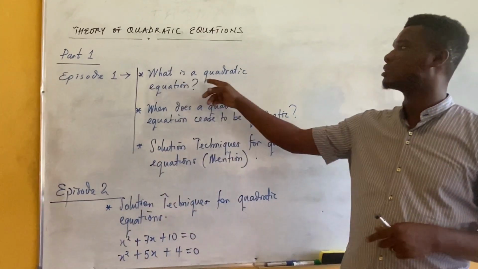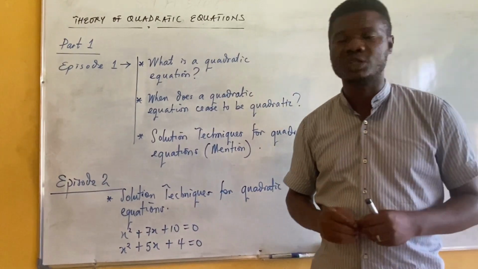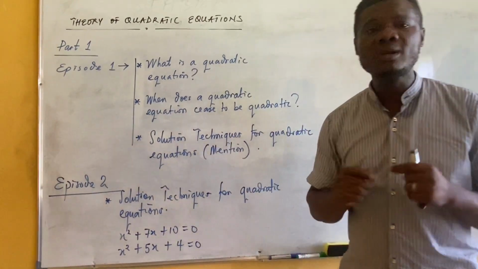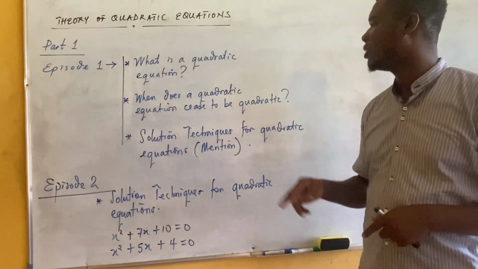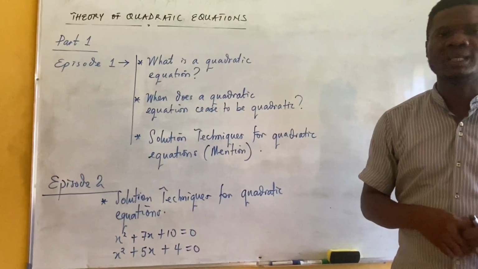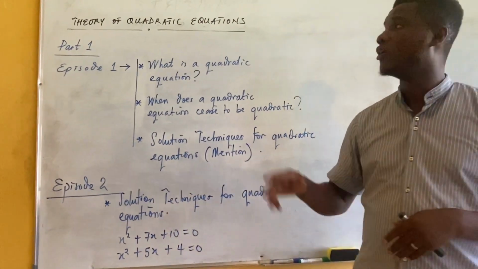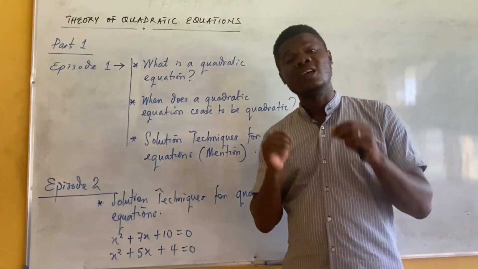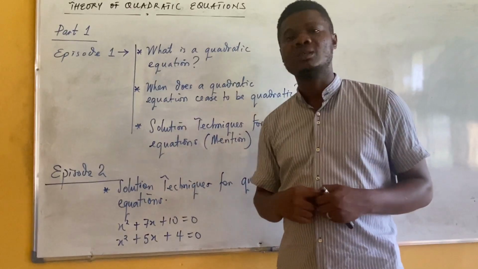We looked at what a quadratic equation is. So we answered the question, what is a quadratic equation? We also answered the question, when does a quadratic equation cease to exist? And also we looked at mentioning 3 techniques for solving quadratic equations. So those are the 3 things we discussed in part 1, episode 1 on the theory of quadratic equations. If you want to know more about what we did, please click the link in the description below.